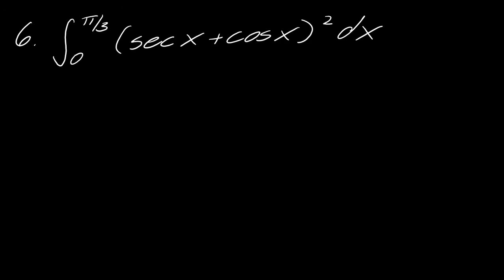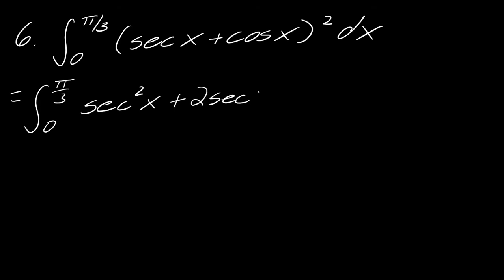So for number 6, we've got the definite integral from 0 to pi over 3 of secant x plus cosine x, and then all of that is squared. The thing with this is you cannot integrate this as is. When there is an operation like squaring, you have to just work it out. You have to see that all the way through. So let's go ahead and multiply everything out. This is going to give me secant squared x plus 2 secant x cosine x plus cosine squared x.